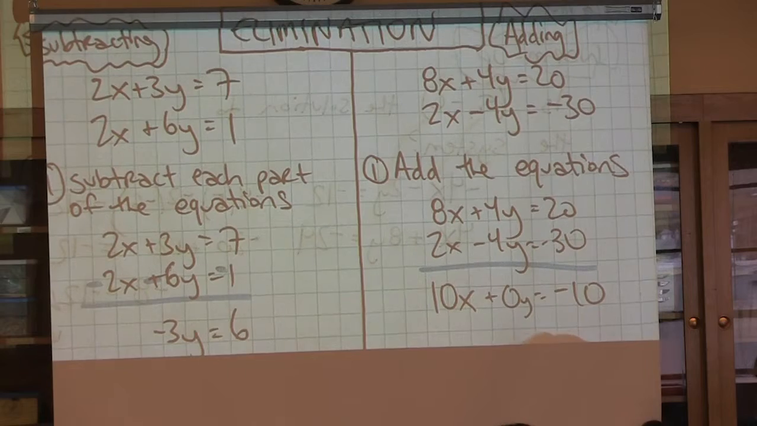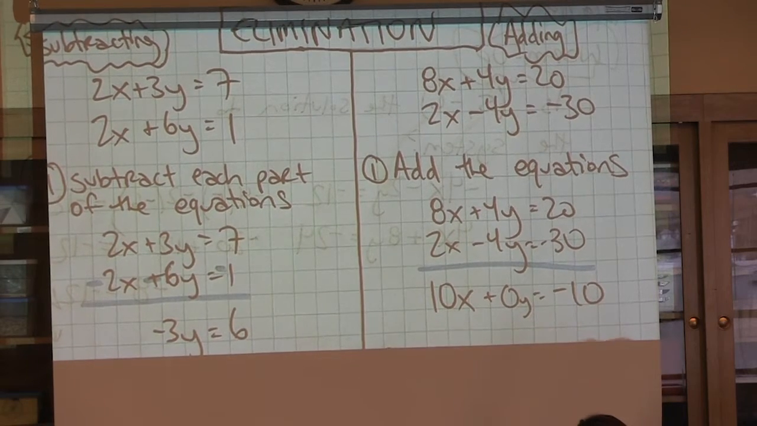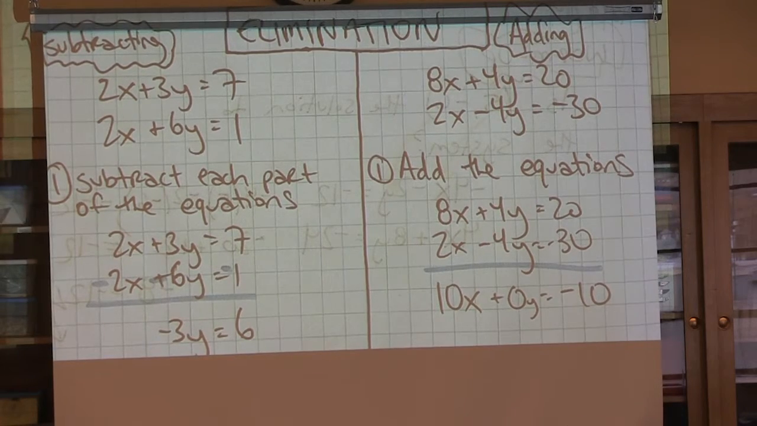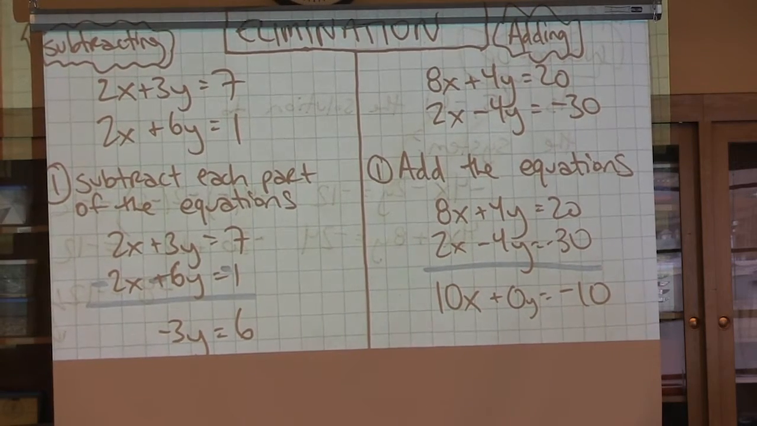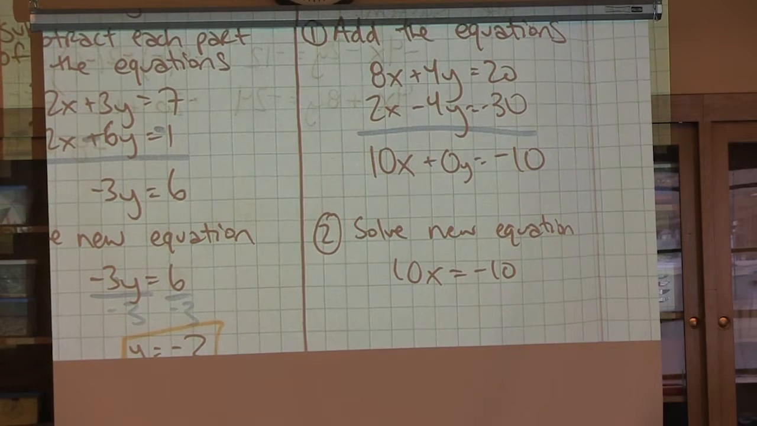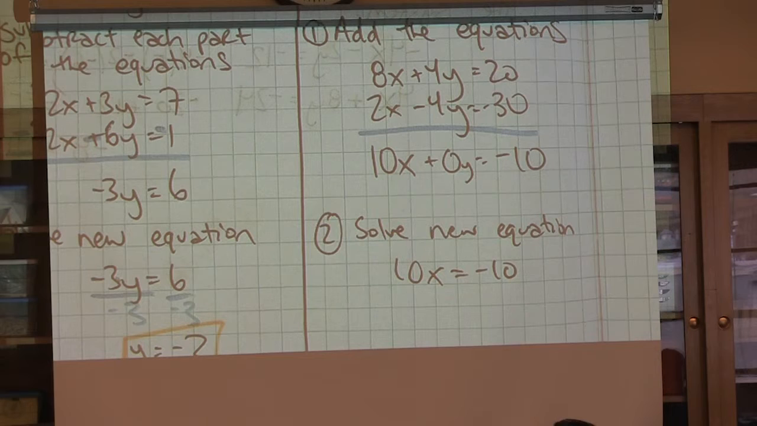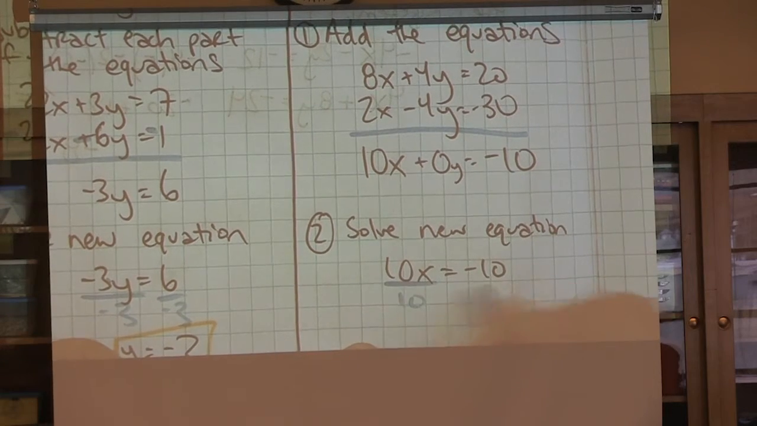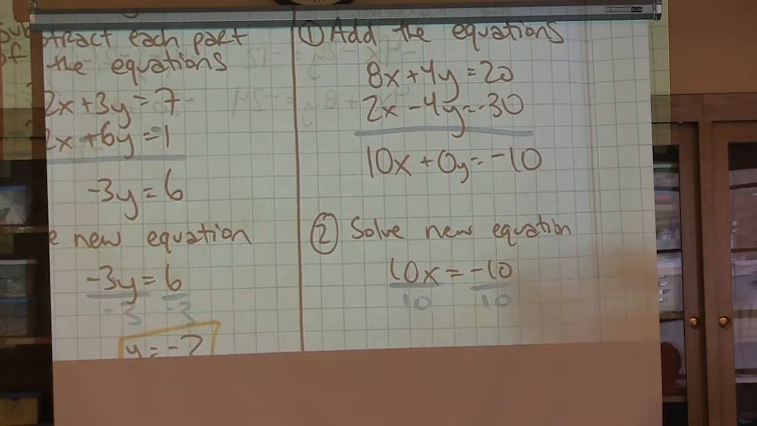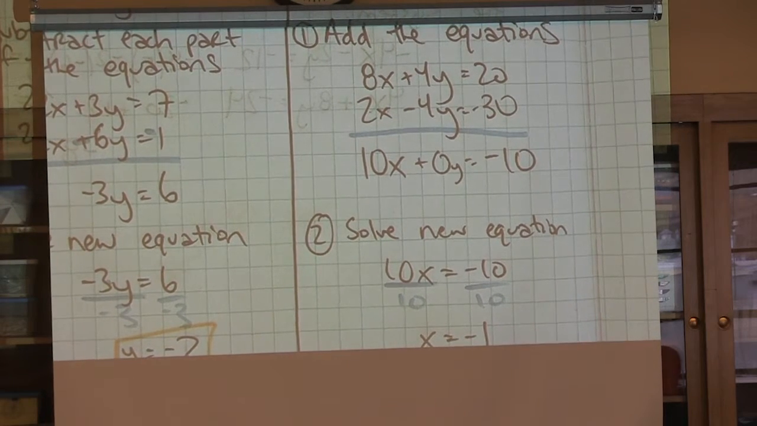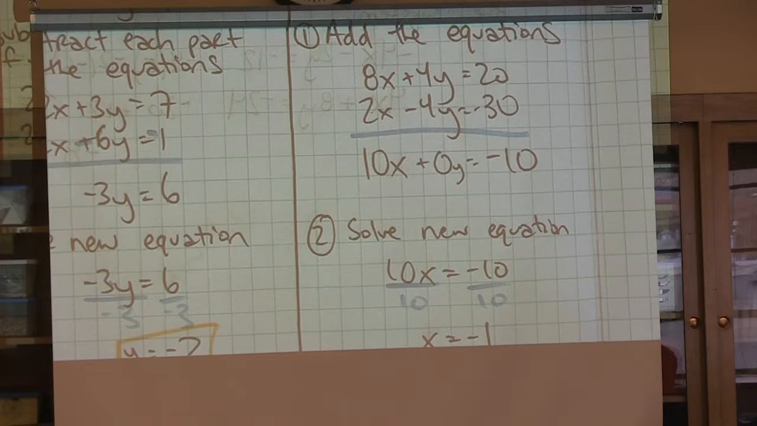Why didn't you do a y? That's our new equation. The y's are gone. Divide by what? Divide 10 and the other side. So what's x equal? Negative 1. So then your last step would be to plug it in and solve for y.